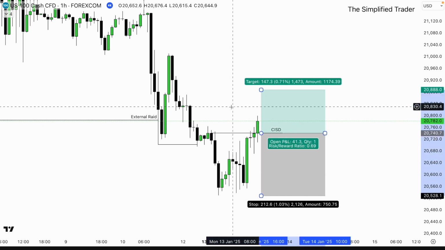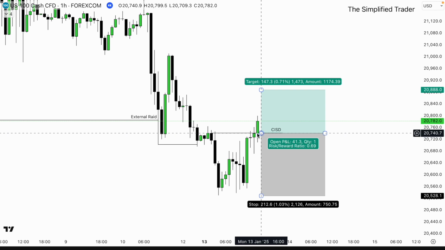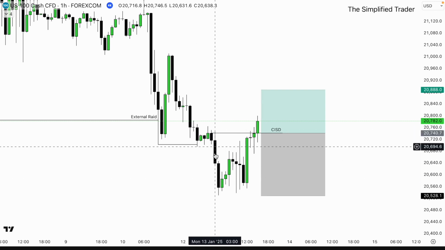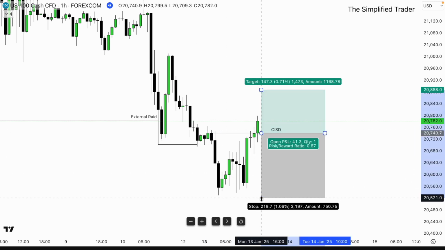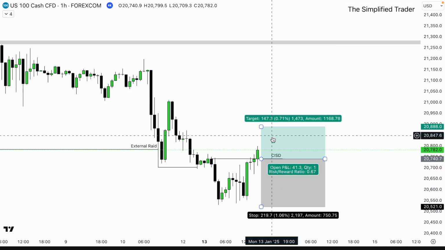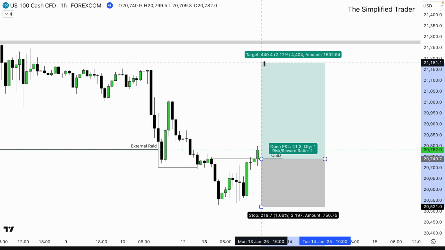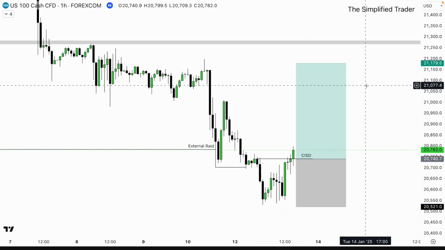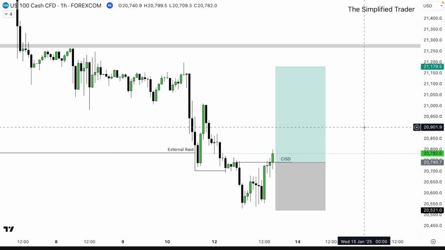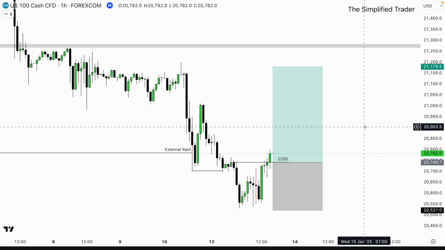We take our entry at the retest of this change in state of delivery, of this order block. Stop loss goes at the low, and we can target an initial target of 2R, and we can leave a small runner running until we've hit our draw on liquidity. Let's see how this trade plays out.